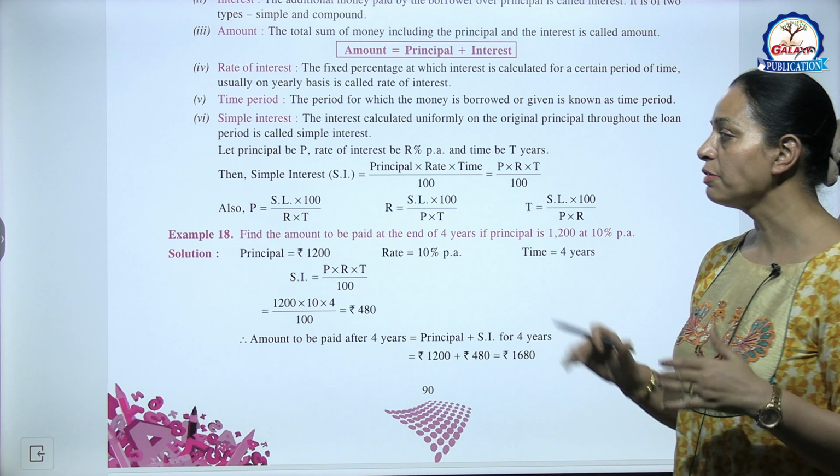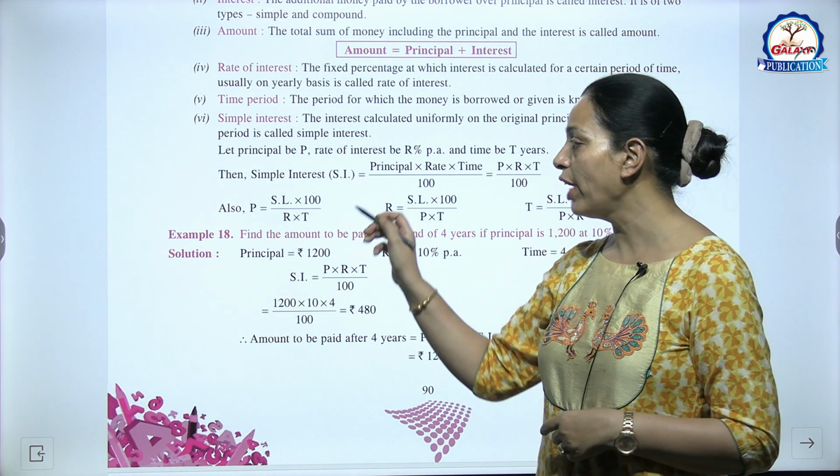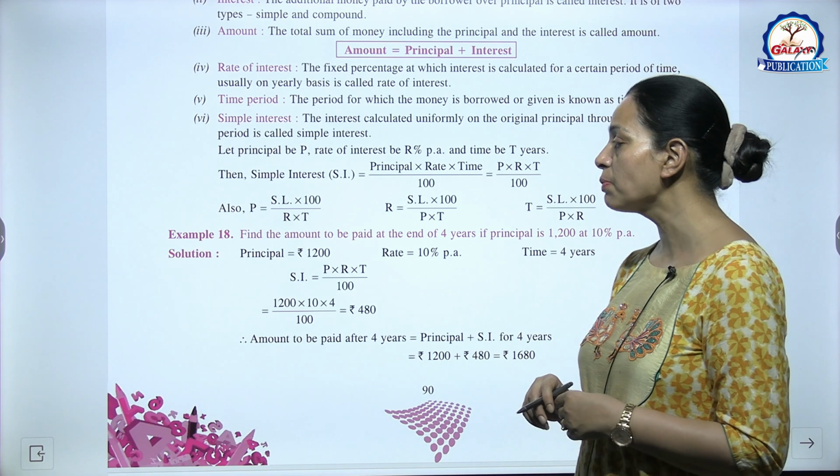Sometimes simple interest is given, rate is given, T is given, we have to find principal. So what is principal?